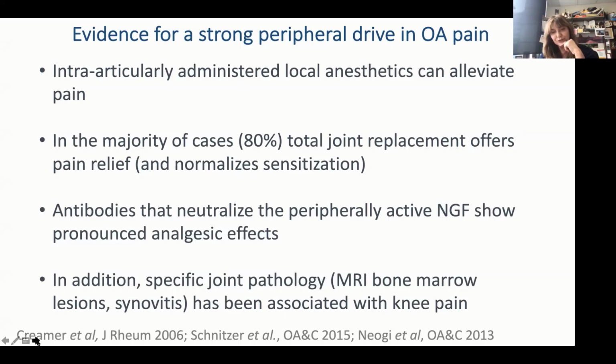Thirdly, antibodies that neutralize the peripherally active nerve growth factor, which is a very strong pain mediator, show pronounced analgesic effects in patients with osteoarthritis, and they do not enter the central nervous system. And then lastly, whereas there is this discordance between radiographic findings and pain, we now know that specific joint pathology as detected by MRI, such as bone marrow lesions and synovitis, has been clearly associated with pain. So this is the clinical evidence that there is a strong peripheral drive. And so today I will focus on the periphery only.